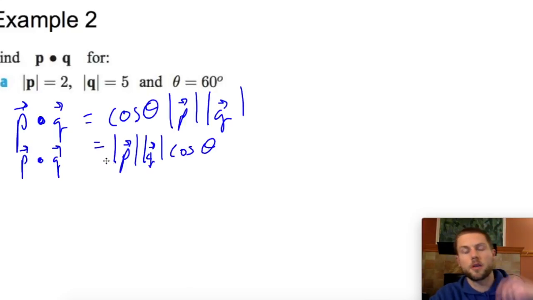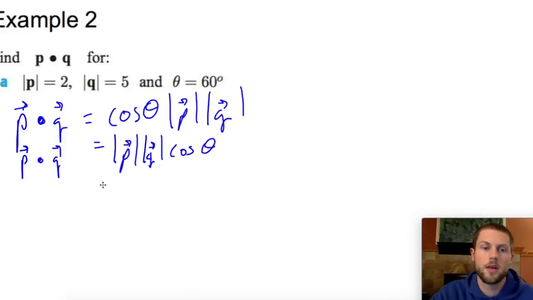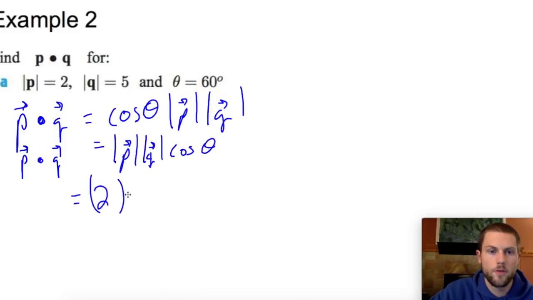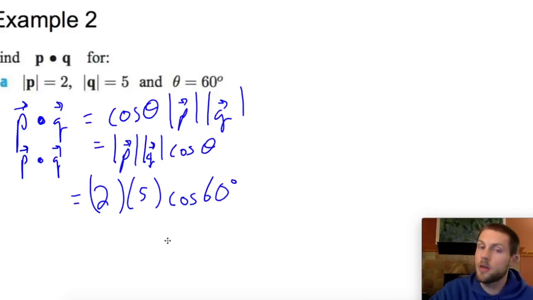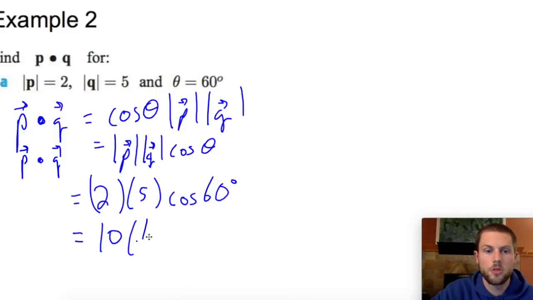We can find the dot product in component form, we can find the dot product in magnitude form, and as long as we know the angle between them, we should be able to do this. So let's give this a shot. The magnitude of P is 2, magnitude of Q is 5, and I want to take the cosine of my angle, which is 60 degrees. And luckily we don't need a calculator for this because this is one of our special trig values. This is 10 times the cosine of 60, which is 1/2. So the dot product between vectors P and Q is just 5.